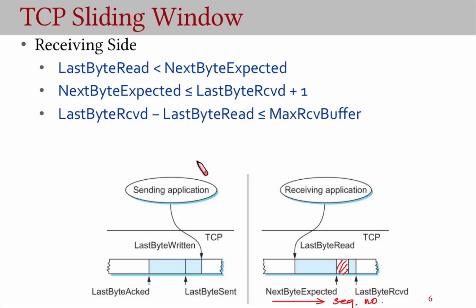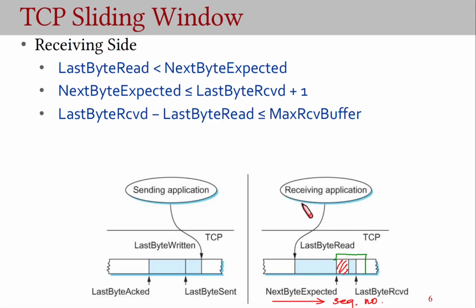Let us say that max receive buffer plus last byte read points somewhere here, and because this much data is received in order and acknowledged, the receiver can only store this much data that arrives out of order, and therefore it's going to advertise this size as its receiving window size. And another thing to note is that here the receiving application plays a crucial role.